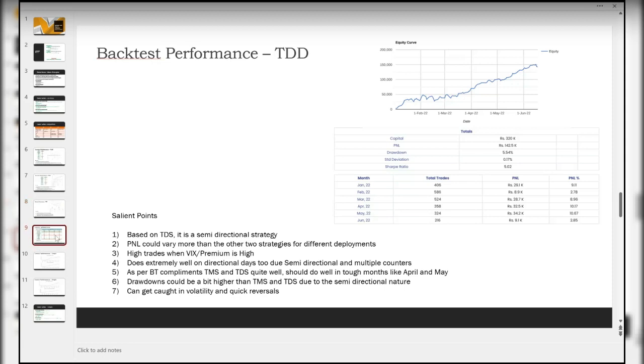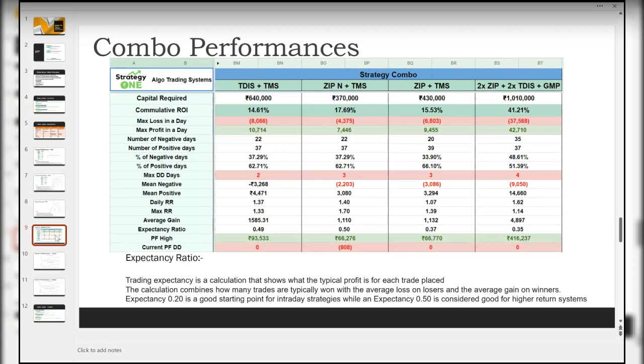So let's go on to this comparison. I think there were quite a few people wanting to know how these combinations work, and essentially this is what we want to talk about, because a lot of you have been using ZIP and GMP, and some of you have started using TMS as well. But it's essential that you have a combination of these strategies.